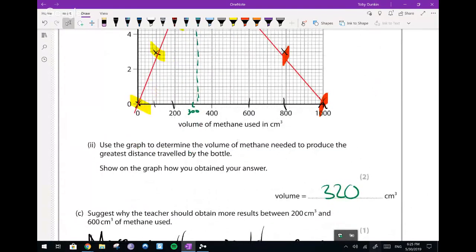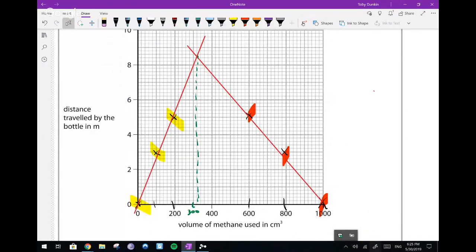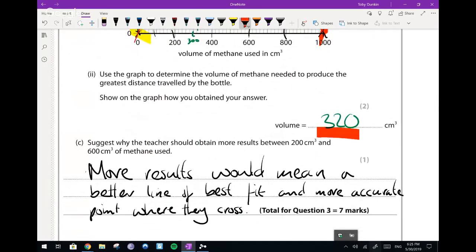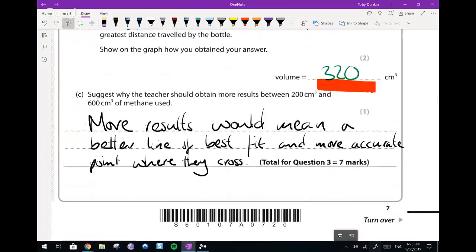Use the graph to determine the volume of methane needed to produce the greatest distance traveled by the bottle. And you just use your same thing as normal, folks. Use your clear 30-centimeter ruler. Draw your dotted line down. You must show that. Draw it on your paper. That is important. And read off your answers, and you'll be absolutely fine. Nice and easy. Graphs are always good points.